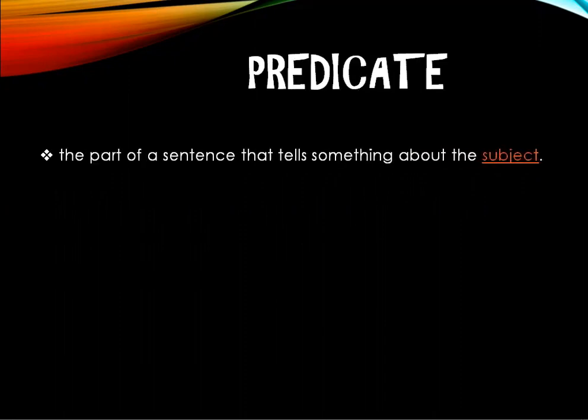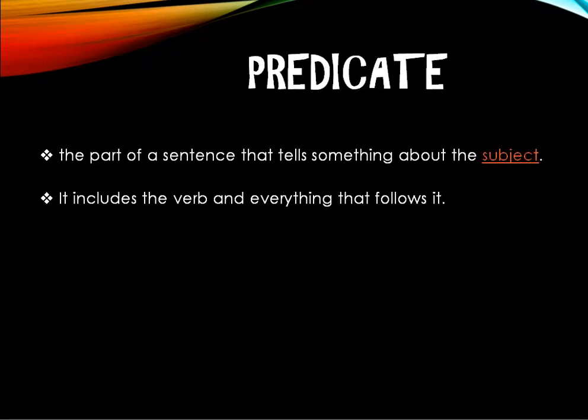Next, predicate. The predicate expresses action. This typically tells what the subject does with an action verb or describes the subject using a linking verb. Joy is a good boy. Joy is subject. Now what about Joy? He is a good boy. So is a good boy is a predicate.